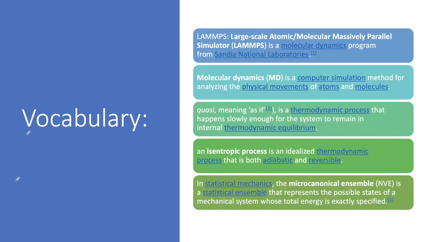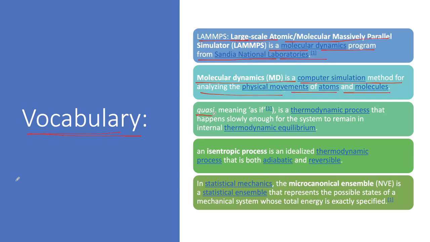Anyways, continuing with the presentation, a few vocabulary terms that are good to learn before you start with the main topic. What is LAMMPS? LAMMPS is the Large-scale Atomic/Molecular Massively Parallel Simulator. It's a molecular dynamics program from Sandia National Laboratories. Then the second one, what is molecular dynamics? Molecular dynamics is a computer simulation method for analyzing the physical movements of atoms and molecules.